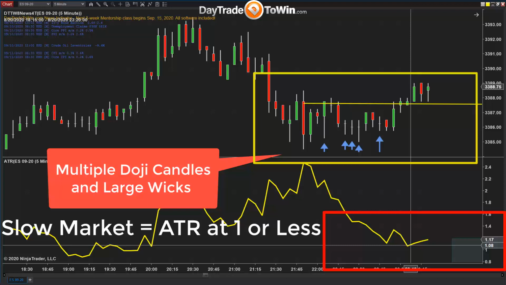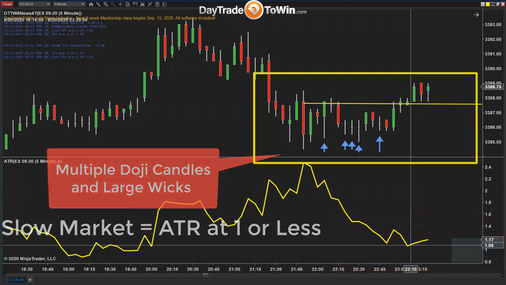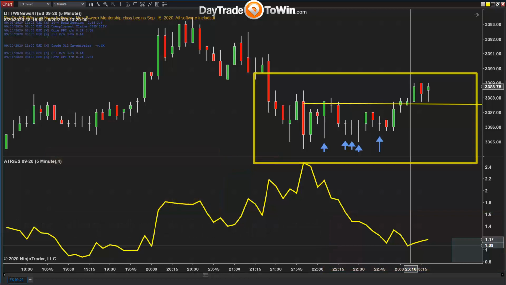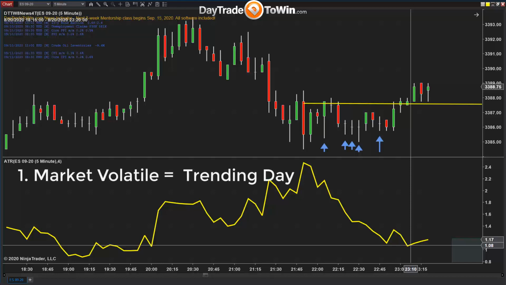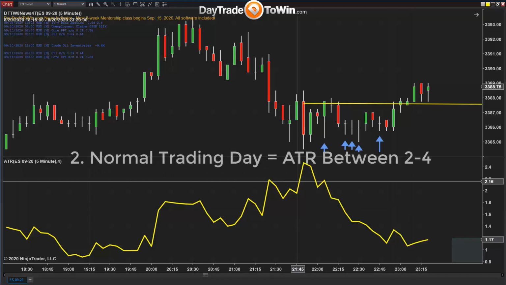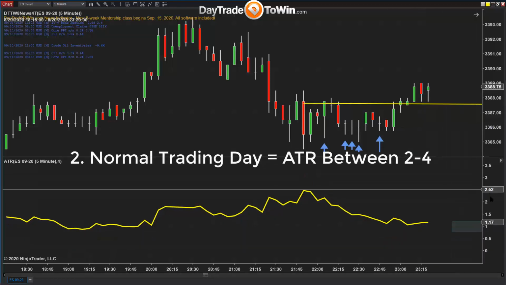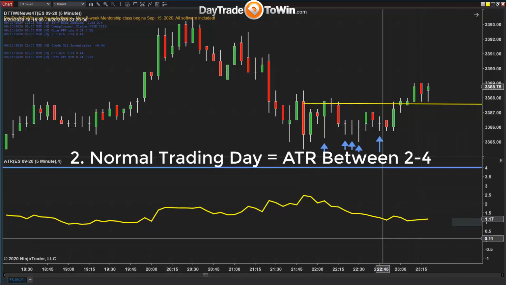So the three types of price action days, price action charts that you should be looking at before you jump into the trade: is the market volatile? Expect a trend. You may have to have larger stops. You can trail a stop, and you can also make a little bit more money on those type of days with more risk. The normal day here is between, let's say, 4 and 2 points.